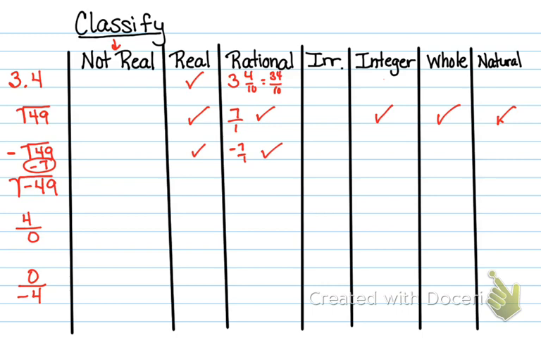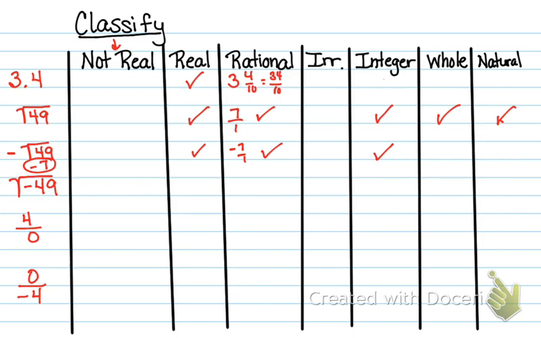So now we're going to go, is it an integer? Well, is it a number or its opposite? Well, negative 7 is the opposite. So yes, it's an integer. Is it a whole number? Well, whole numbers have to be positive, and this is a negative number. So it can't be whole, which means it can't be natural. So we know that this is a real, rational integer.